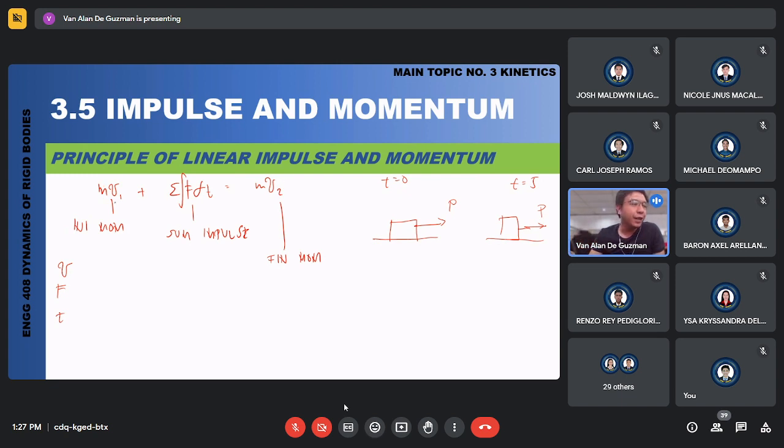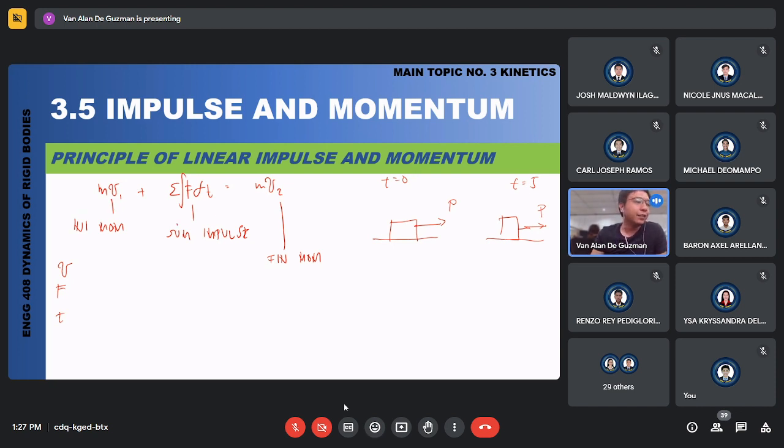If we increase the value nitong ating initial velocity, di ba? Lalaki yung value ng ating final momentum. Kasi we have a particle in motion na siya. Di ba mas malaki yung kanyang final momentum kapag meron na siyang initial motion as opposed to kapag it started from rest? Kaya nga po siya directly proportional.